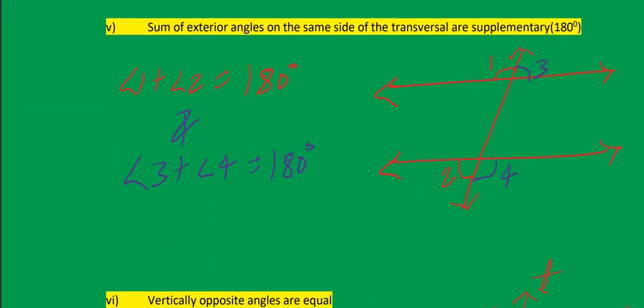Similarly, the sum of exterior angles on the same side of the transversal are also supplementary. That means they are also 180 degrees. So here, see angle 1 and angle 2. They both lie on the left side of the transversal, that means on the same side, and both are exterior. So angle 1 plus angle 2 is 180 degrees. Similarly, 3 plus 4 is also 180 degrees because they lie on the same side.